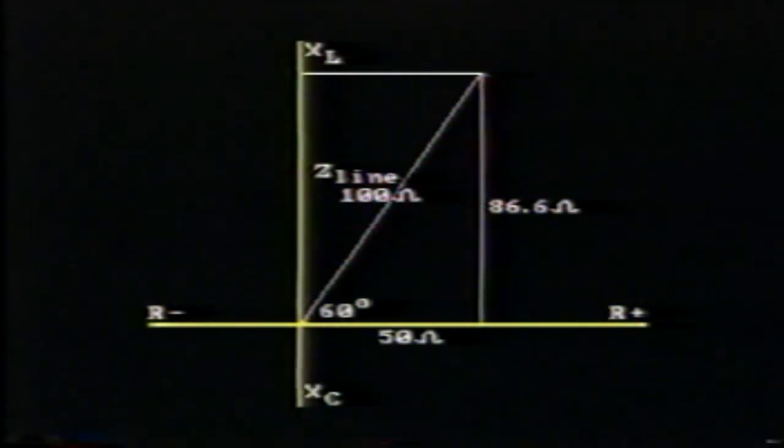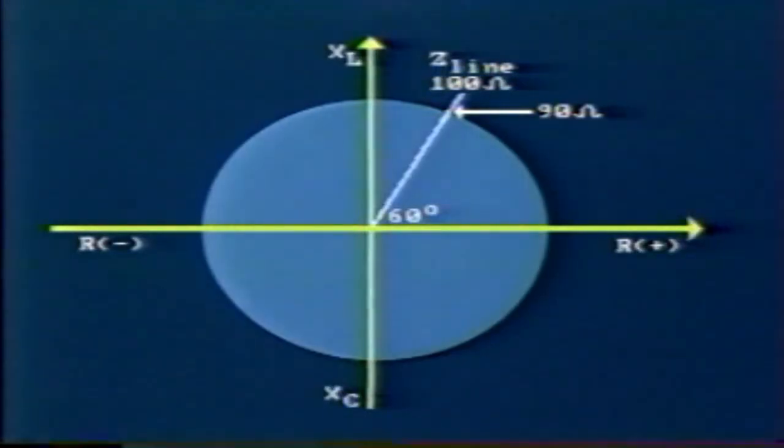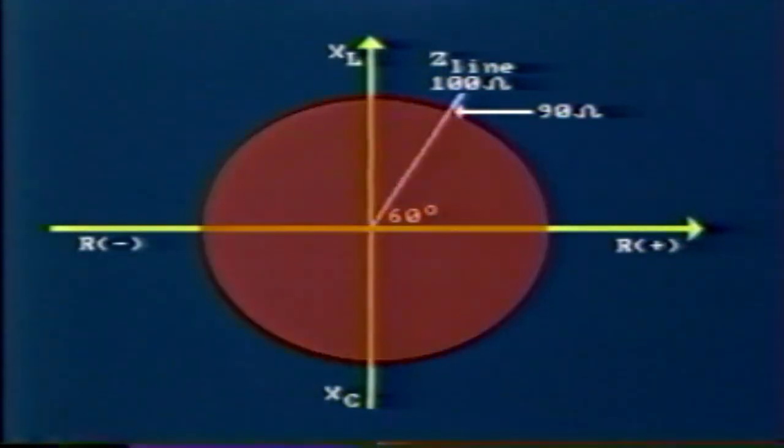If we were to set our relay to protect, say, 90% of this line, then the operating point would be here, at 90 ohms. The relay would operate for any impedance along this line between 0 and 90. But that's not all. With the simple balanced beam type relay, it would operate for anywhere within this circle, where 90 ohms is the radius.